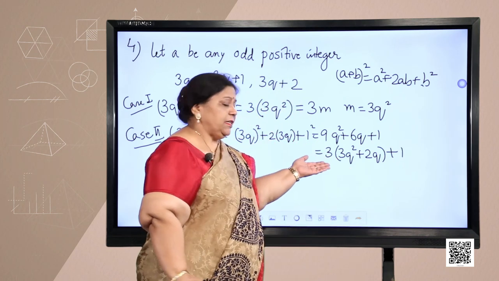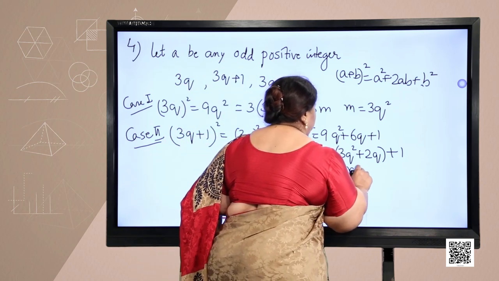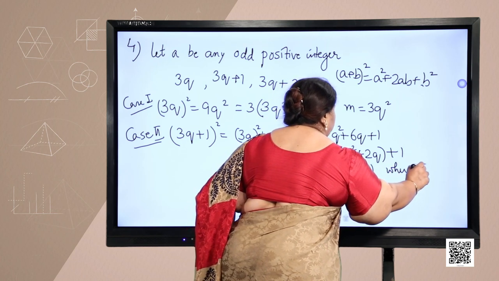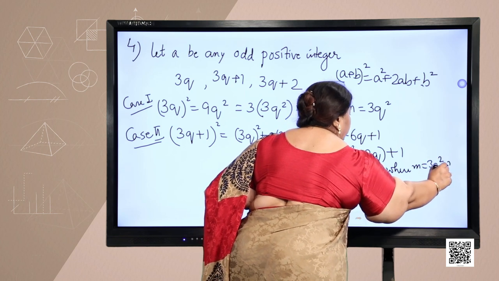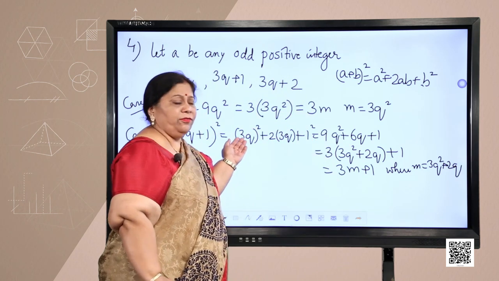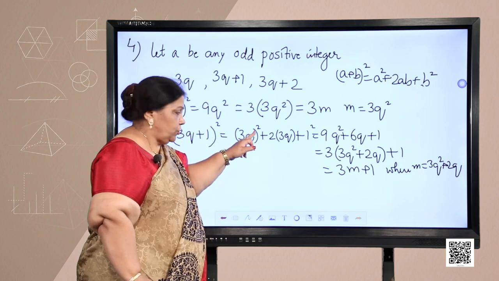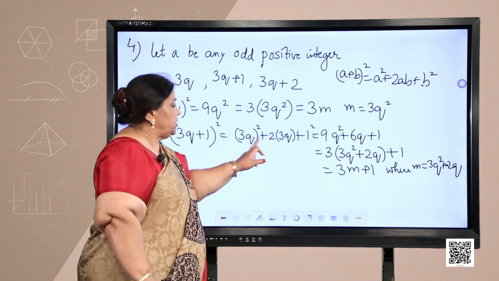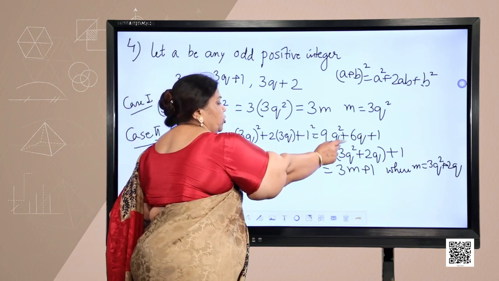Notice here, I am expressing this in the form 3m plus 1. How? 3m plus 1, where m is equal to 3q square plus 2q. Is it clear? We have taken the square of 3q plus 1. I get a square as 3q whole square plus 2ab, 2 into 3q into 1, plus b square, that is 1 square. That gives me 9q square plus 6q plus 1.